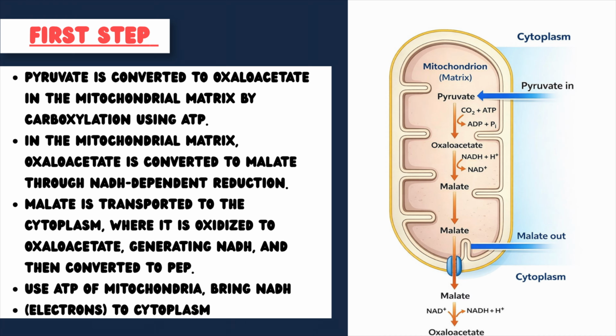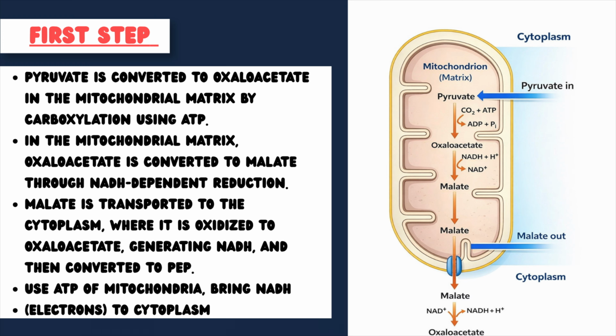Pyruvate is converted to oxaloacetate in the mitochondrial matrix by carboxylation using ATP. As you can see, pyruvate goes into the mitochondria. In the mitochondrial matrix, oxaloacetate is converted to malate through NADH-dependent reduction. Malate is then transported to the cytoplasm, where it is oxidized to oxaloacetate, generating NADH, and then converted to PEP. Basically, pyruvate comes in, malate comes out.